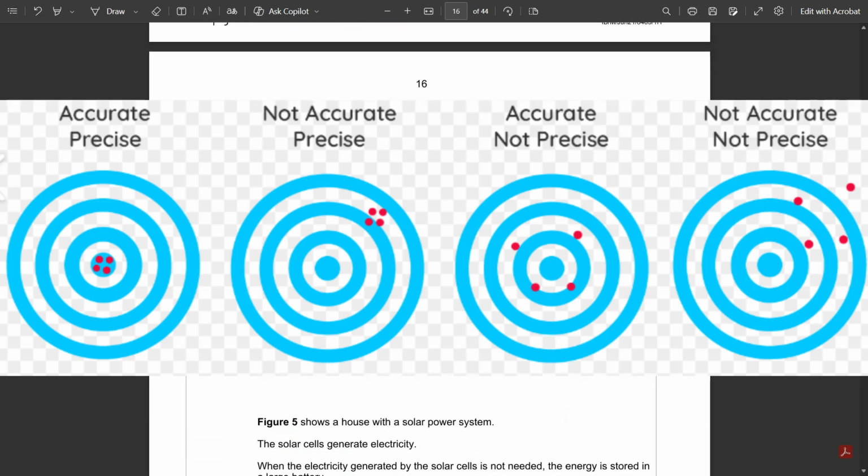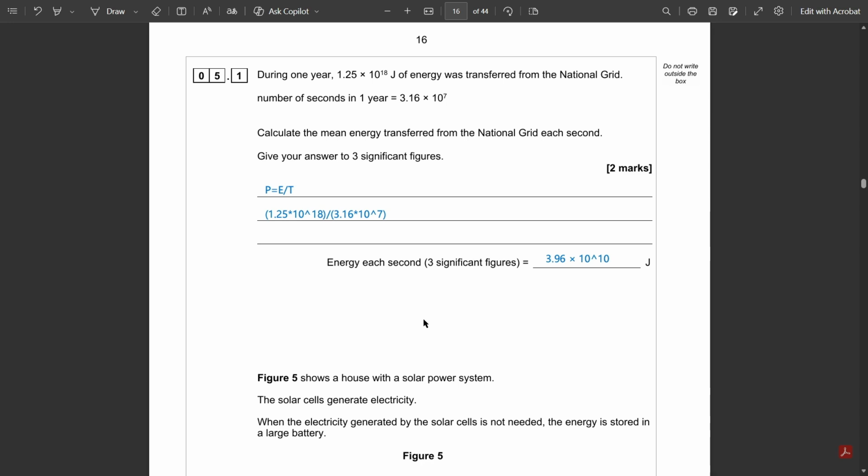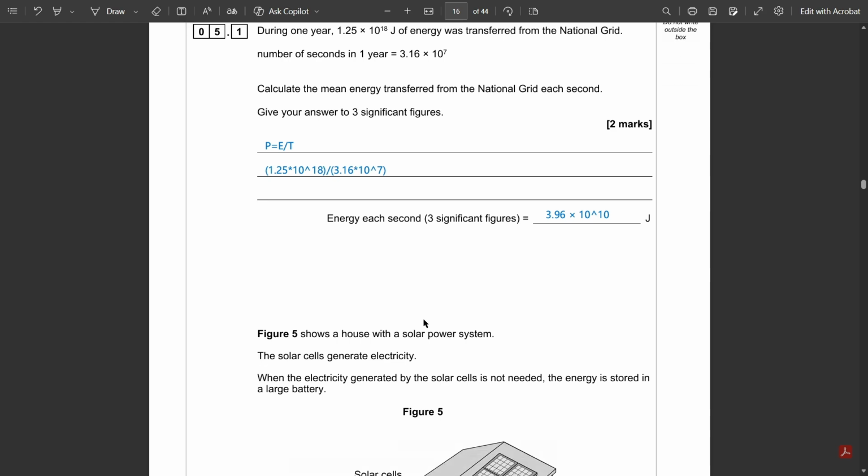Anyway, 5.1. During 1 year, 1.25 times 10 to the 18 joules of energy was transferred into the national grid. The number of seconds in 1 year is 3.16 times 10 to the 7, and we have to calculate the mean energy transferred from the national grid each second. Well, the mean energy transferred each second is the same as power. Power equals energy over time. Plug the numbers in: energy divided by the time in seconds, and that is 3.96 times 10 to the power of 10 joules, which is the amount of energy each second.